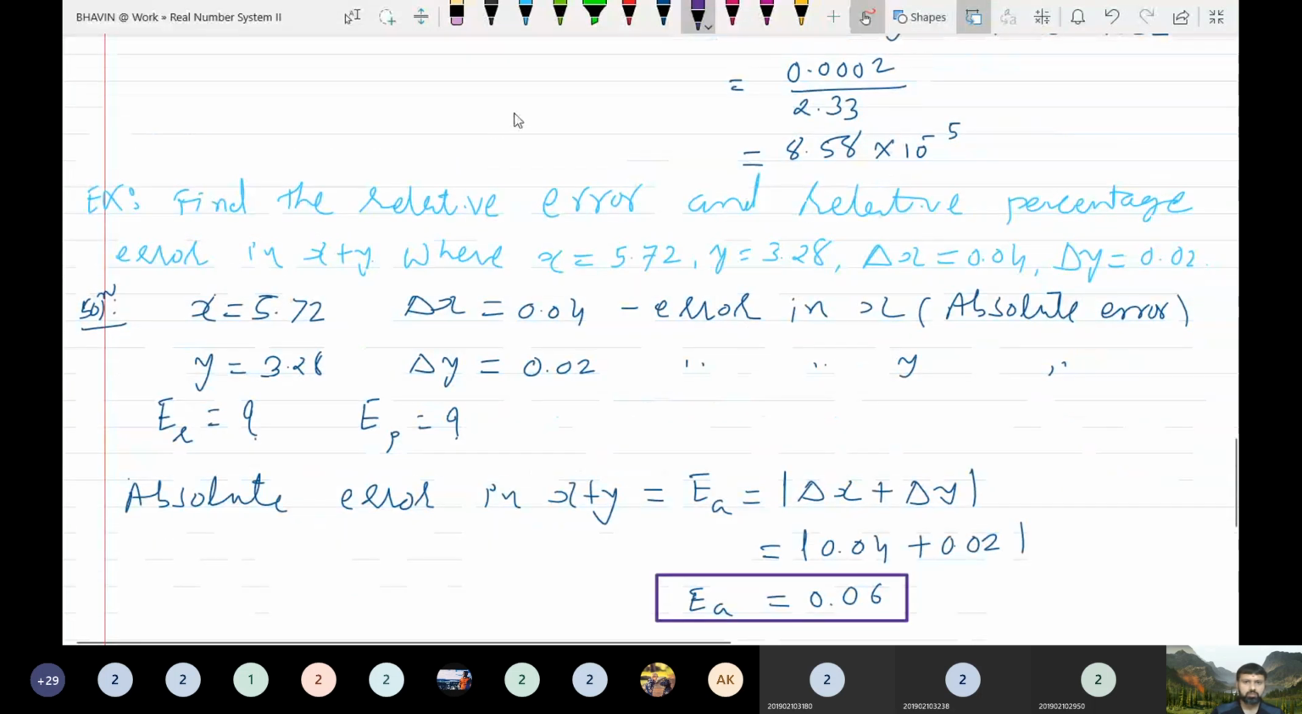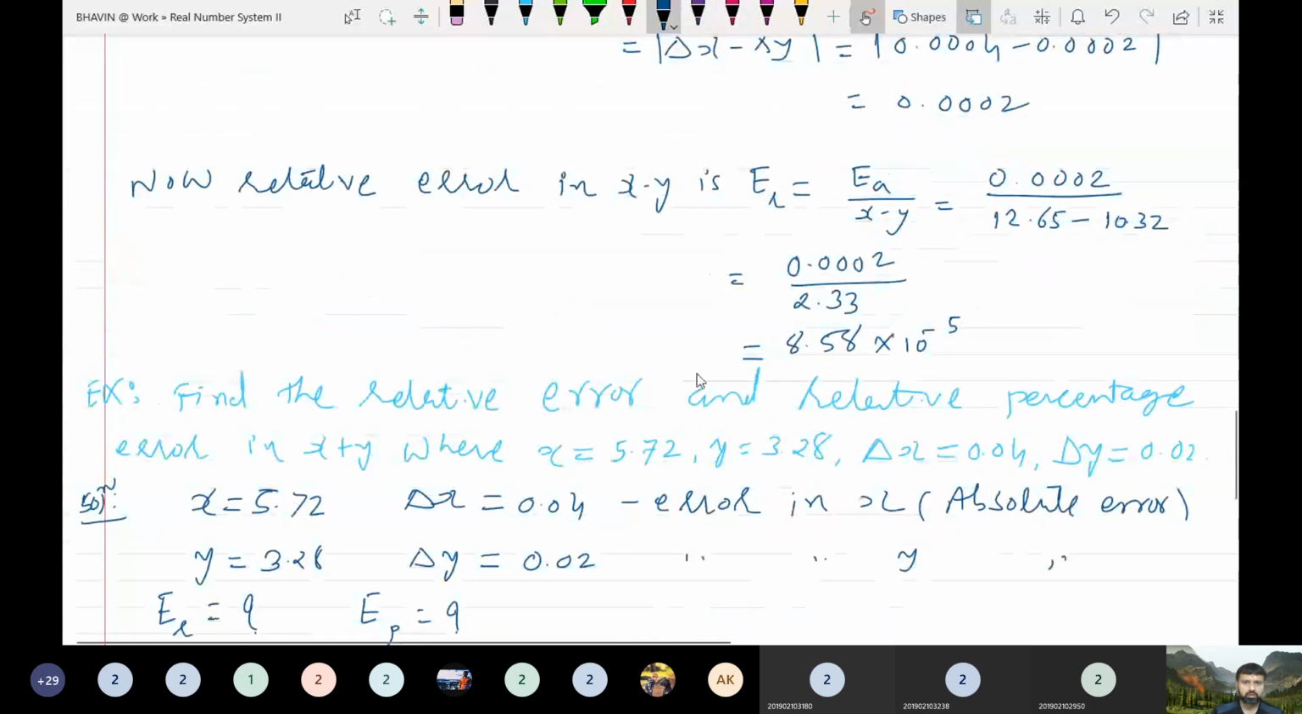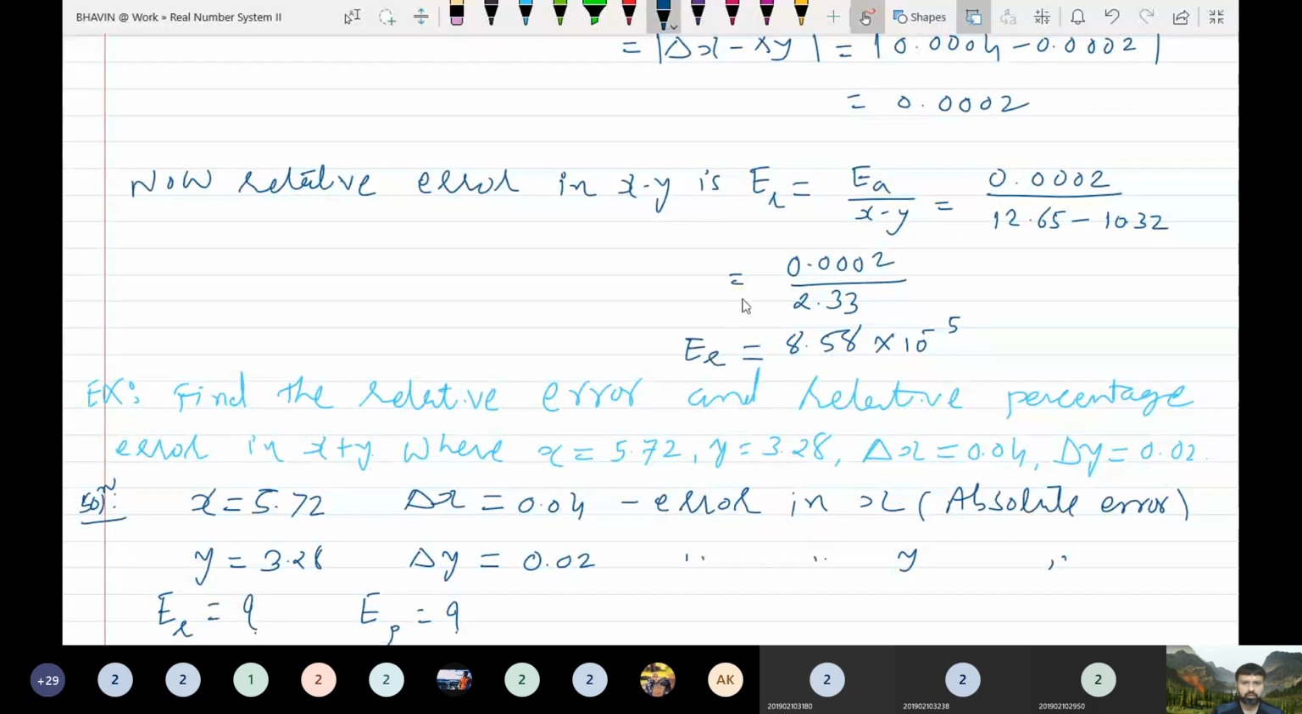Fine. So now this is your relative error and this is your absolute error. Okay.